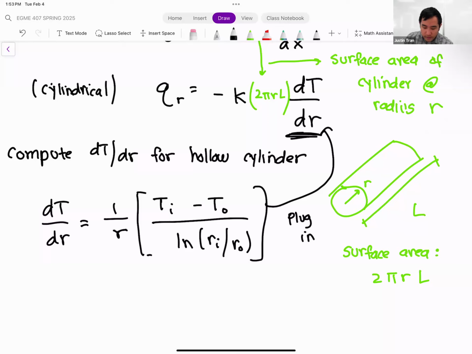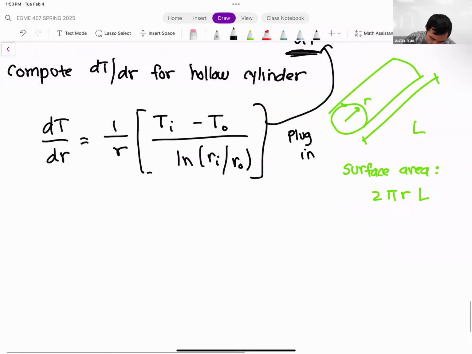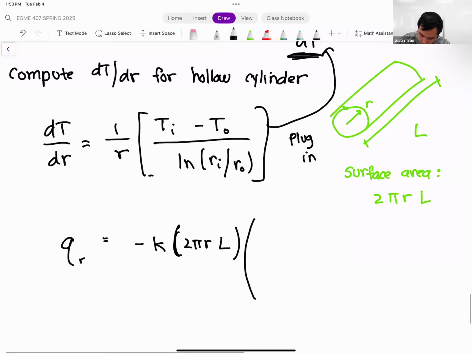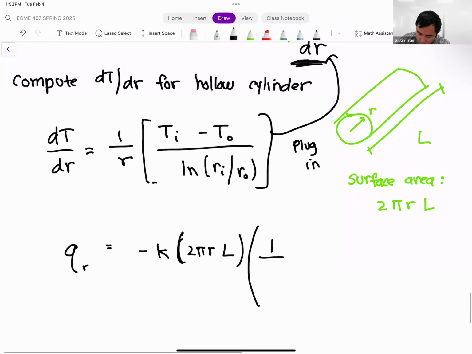So we're going to plug in right there. We have Qr is equal to minus k times 2 pi r times the length of the cylinder, L, multiplied by whatever we just plugged in here. So that's 1 over r, square brackets, Ti minus To divided by ln of Ri divided by Ro.